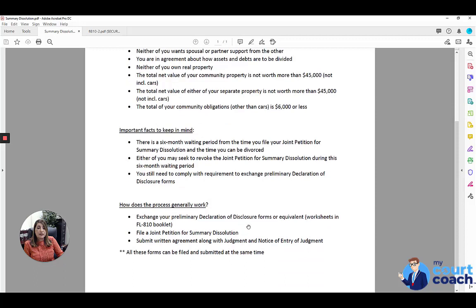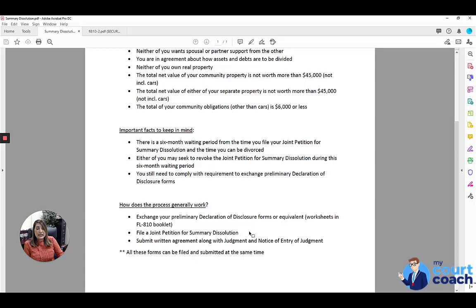And then you would submit a written agreement along with a judgment and notice of entry of judgment that includes the terms of your agreement and how the assets and debts that you do have are to be divided. If there are assets and debts, if there's not, then there's no need for a written agreement. You can just submit the judgment and notice of entry of judgment form. The beauty of this process is you can do this all at once. You can exchange your disclosure forms, file your joint petition for summary dissolution, along with your written agreement with the judgment and notice of entry of judgment. You would just list a date on that judgment form that is 6 months out from the time that you are filing, and that can potentially be your only trip to the courthouse you have to make.